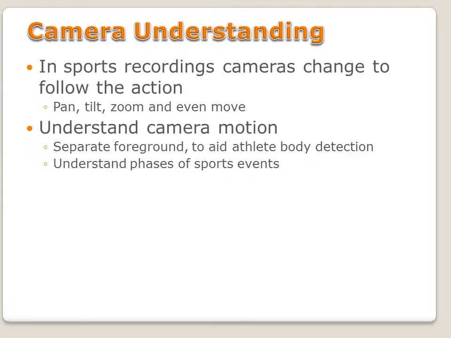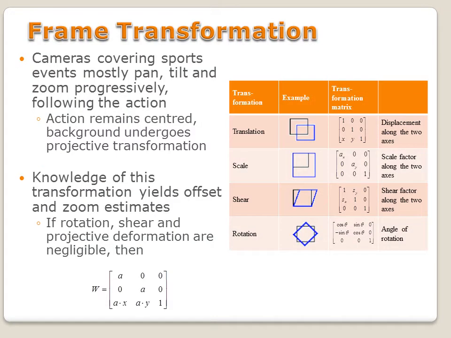Camera understanding in sports recordings is very important. In such recordings, cameras change in order to follow the action. They usually pan, tilt and zoom, but sometimes they even move to different locations. Understanding camera motion is very important for two reasons. First of all, it allows us to separate the foreground, and this aids in detecting the body of athletes. Secondly, it allows us to understand the phases the various sports events undergo.